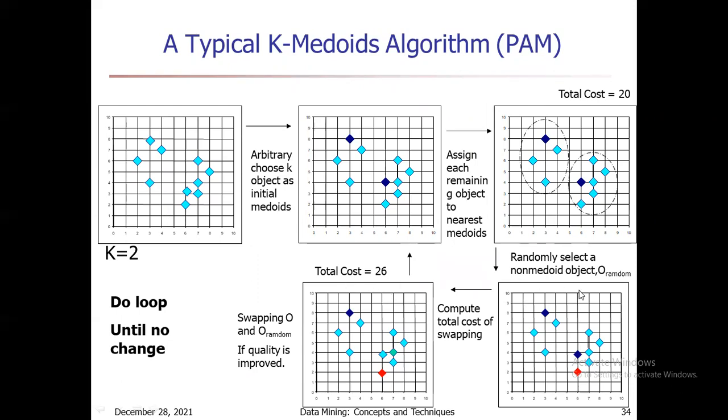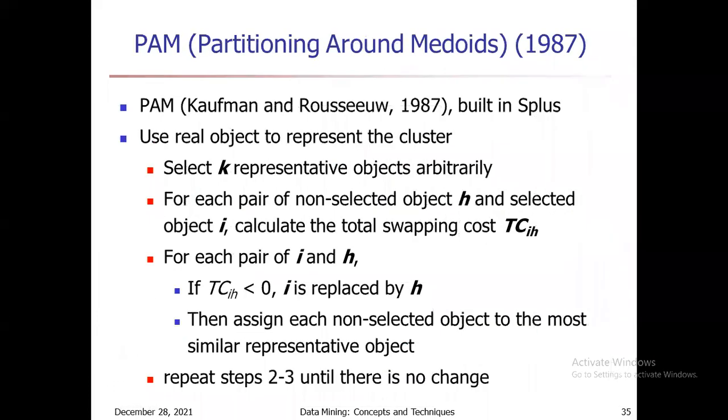Randomly select a non-medoid object. In that way, do loop until no change. So use the real object to represent the cluster.